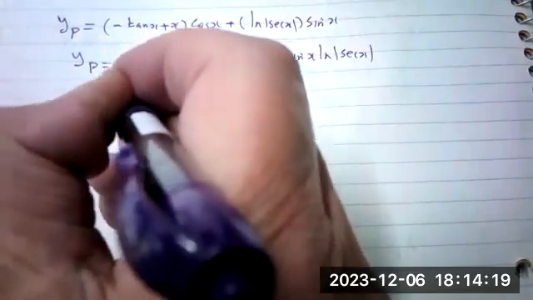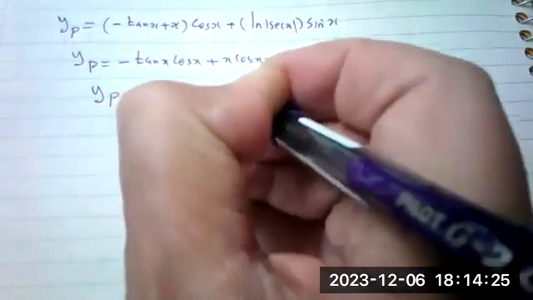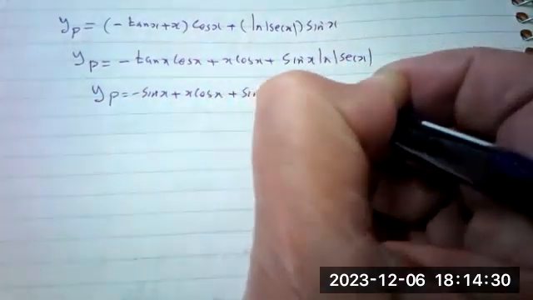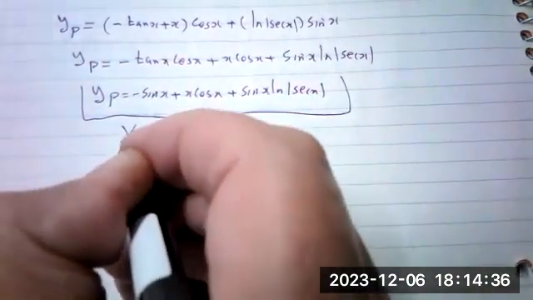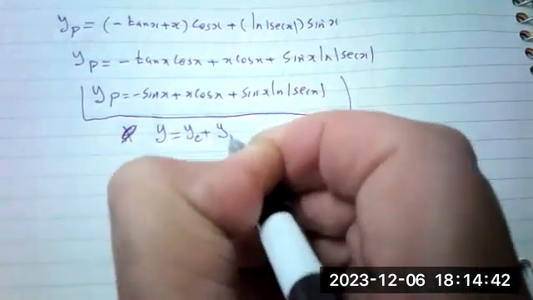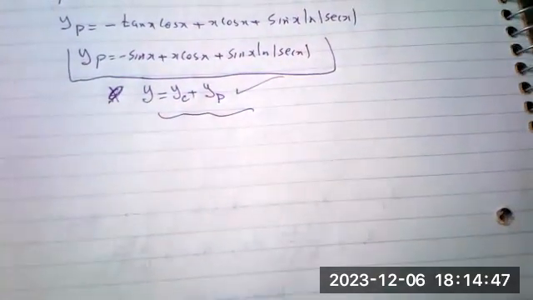Tangent times cosine we can simplify: tangent is sine over cosine, so that gives you only sine. So yp would be negative sine x plus x cosine x plus sine x ln of the absolute value of secant x. This is the yp. So the general solution of the equation is going to be y equal to yc plus yp. We simplify whatever we can. So we write it down. I think you'll find it.